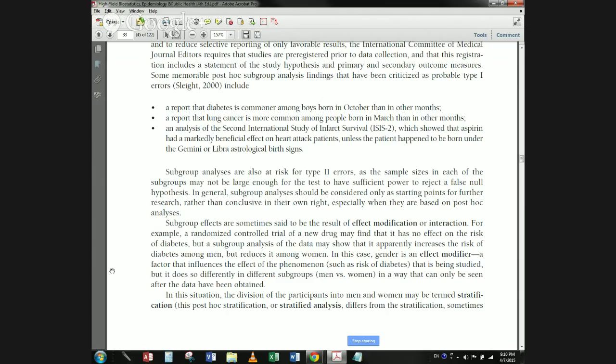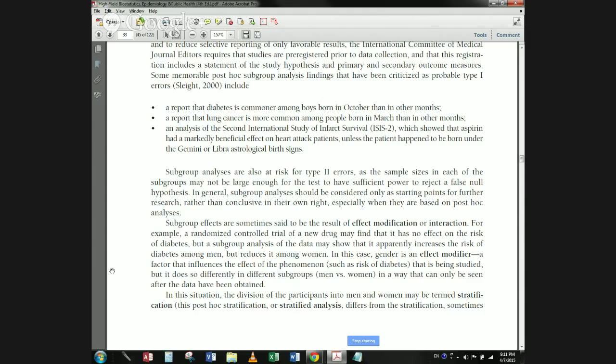Subgroup effects are sometimes said to be the result of effect modification or interaction. For example, a randomized control trial of a new drug may find that it has no effect on the risk of diabetes, but a subgroup analysis of the data may show that it apparently increases the risk of diabetes among men, but reduces it among women. In this case, gender is an effect modifier, a factor that influences the effect of the phenomenon, such as risk of diabetes, that is being studied. But it does so differently in different subgroups, men versus women, in a way that can only be seen after the data have been obtained.